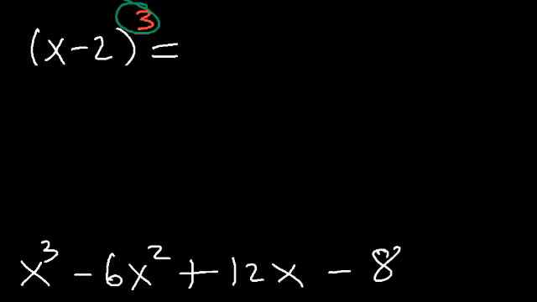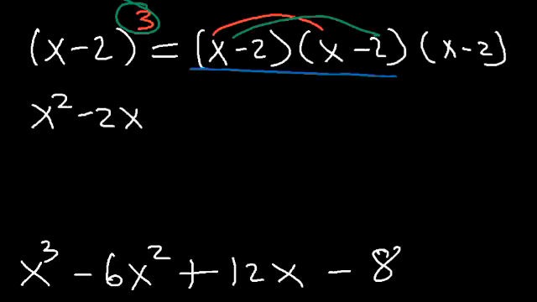Now let's confirm the answer by foiling x minus 2 three times. So what we're going to do is FOIL the first two terms. x times x is x squared. x times negative 2 is negative 2x. Negative 2 times x is also negative 2x. And finally, negative 2 times negative 2 is positive 4. Now we can combine the middle terms. Negative 2x minus 2x is negative 4x.